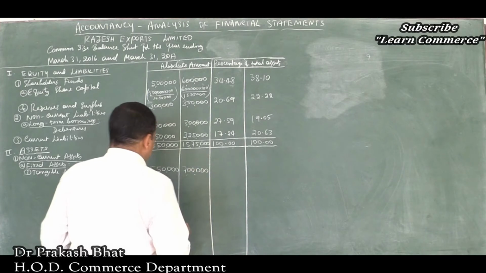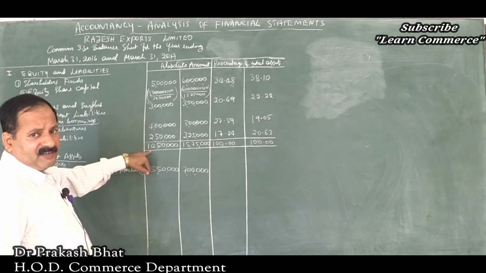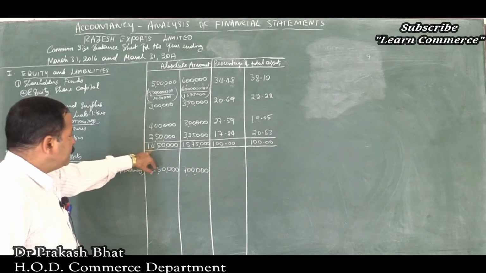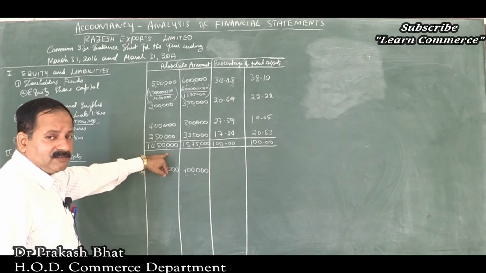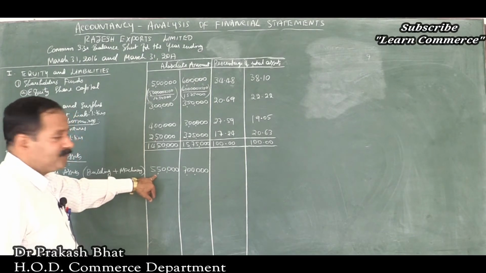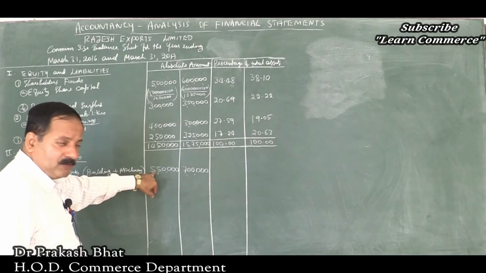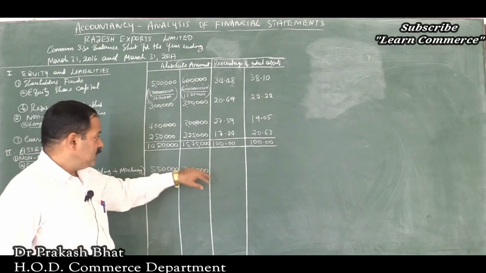Same thing you have to do here also. Either the total of assets or total of liabilities, both are one and the same. So take 14,50,000 as 100. So 5,50,000 means how much? 14,50,000 means 100. 5,50,000 means how much? Write the percentage here.